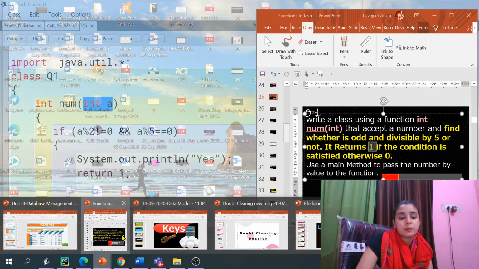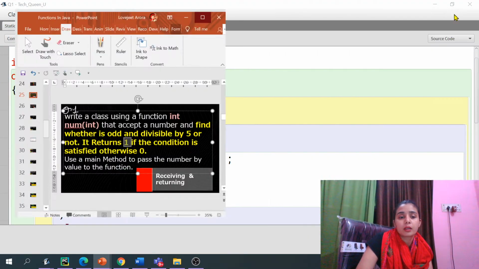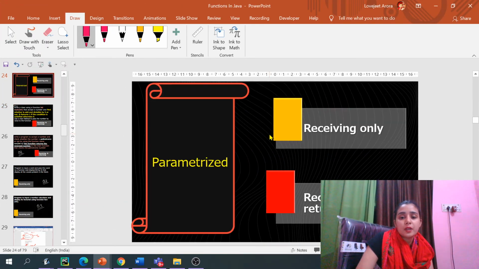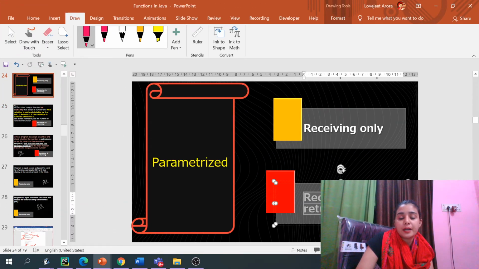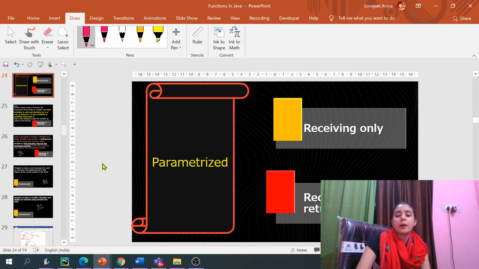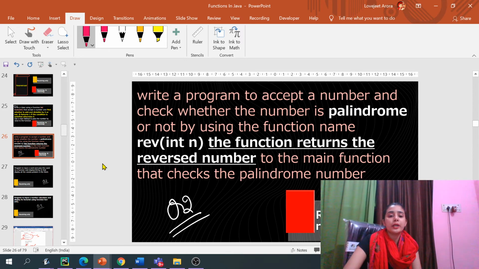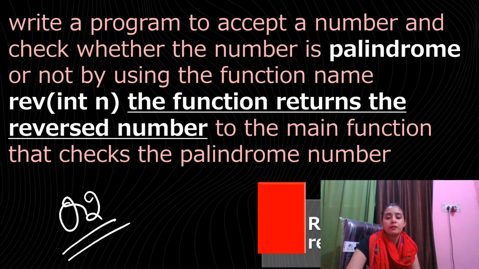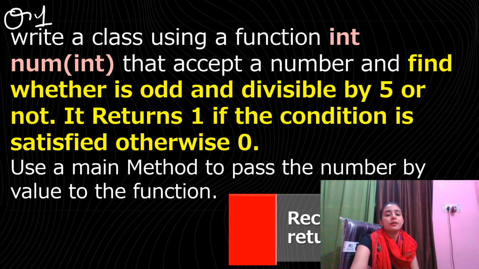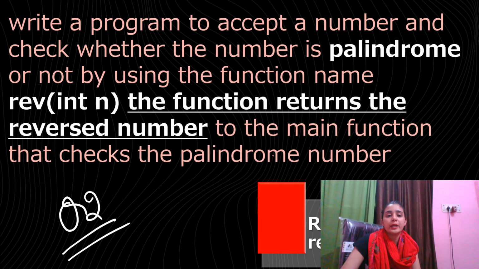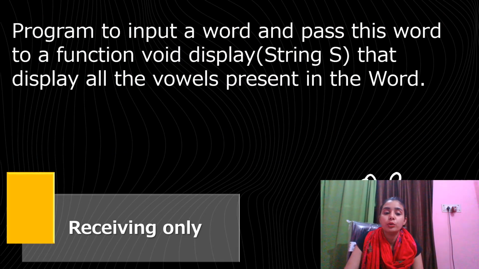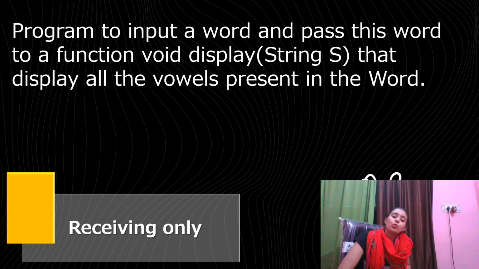So this is receiving and returning, that is our parameterized method. Jumping back, there is a receiving-only case. So you can do this program by yourself. I have given the example of that. So you can take this as homework, right? You can take the screenshot and do this same program. Now we are doing the next thing, where it is receiving only.